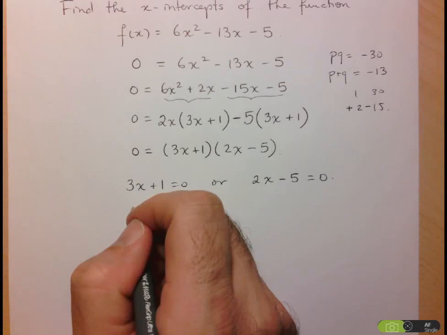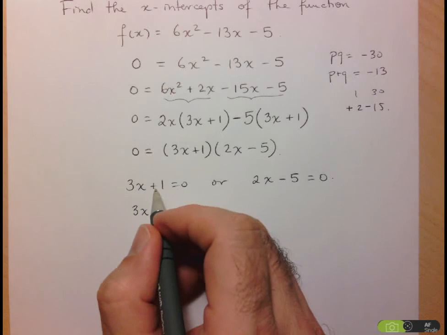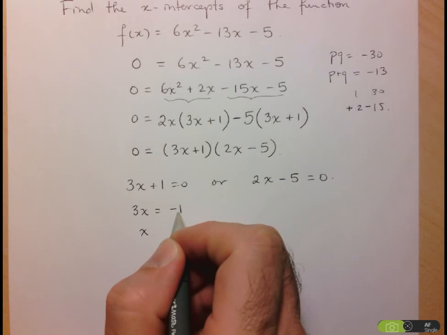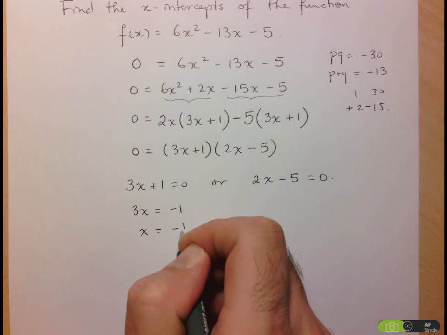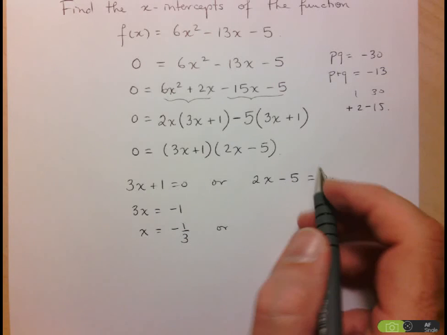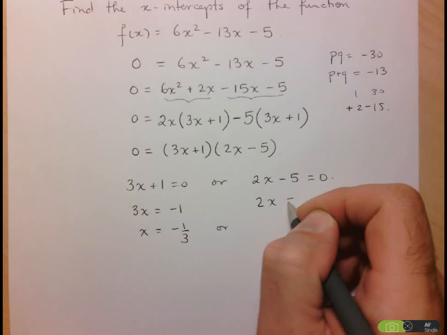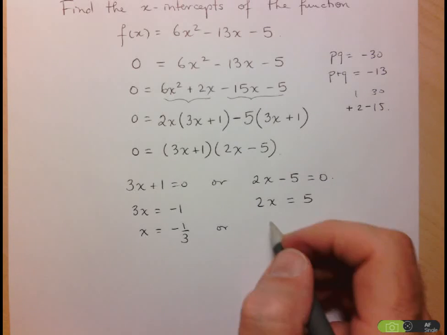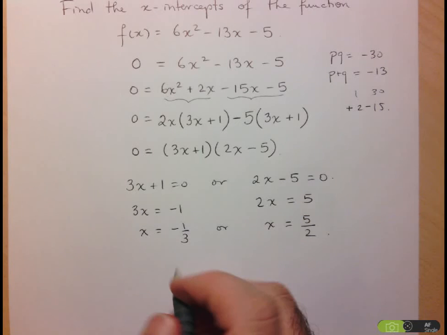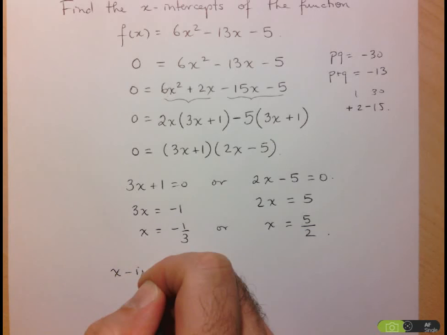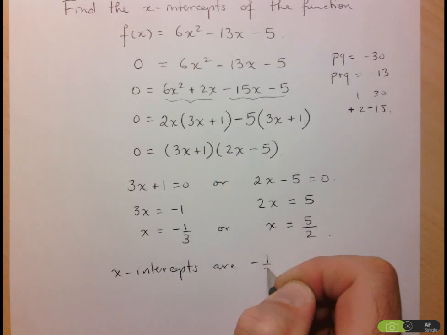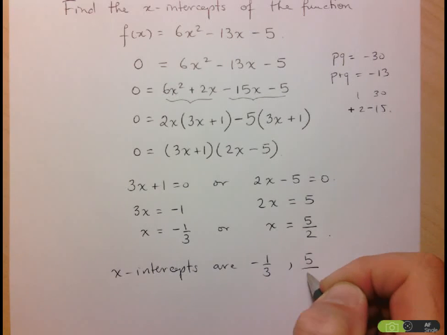So let's solve this one here. 3x, we bring the plus 1 to the other side, it becomes minus 1. And then we divide both sides by 3, so x is equal to negative 1/3. Or here, we've got 2x, let's bring the 5 to the other side, so the minus 5 is going to become a positive. And now I divide both sides by 2, so I get 5/2. And so my x-intercepts are negative 1/3 and 5/2.